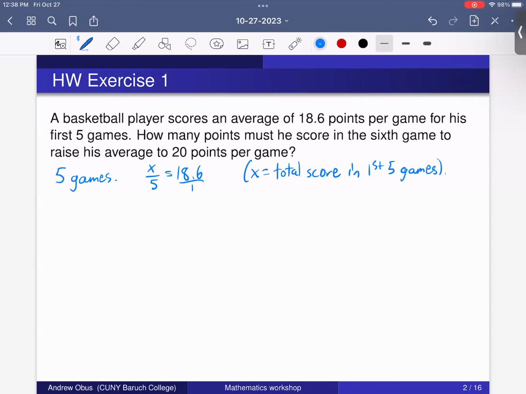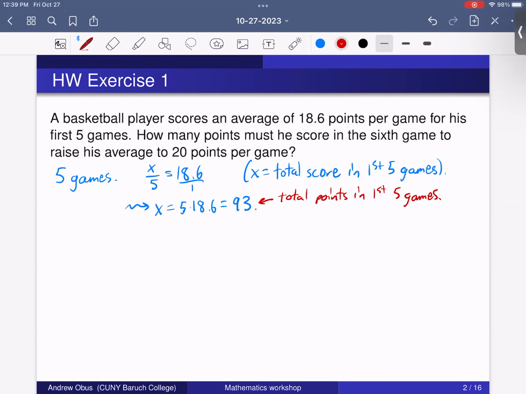Okay, so as you said, you can put it over 1, right? Yeah. And so you end up getting that x equals 5 times 18.6. And you calculated that this is 93. 93, yeah. Right. So that means that he scored 93 points total in the first 5 games. Yes. So the question asks, how many points must he score in the 6th game to raise his average to 20 points per game? Okay, yes. So let me write this in: 93 is the total points in the first 5 games.